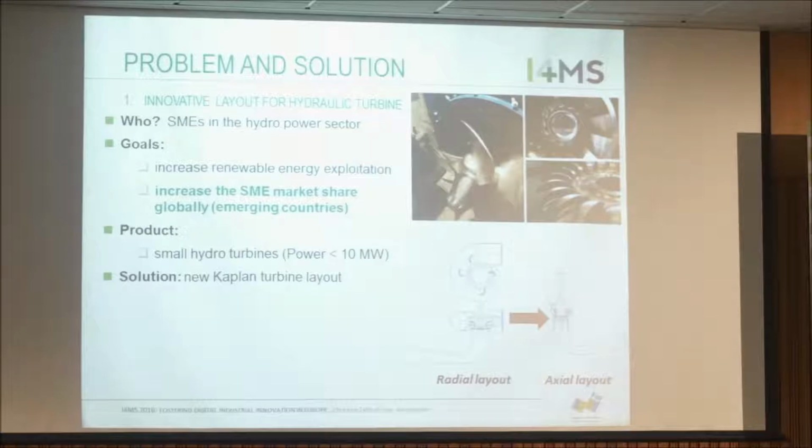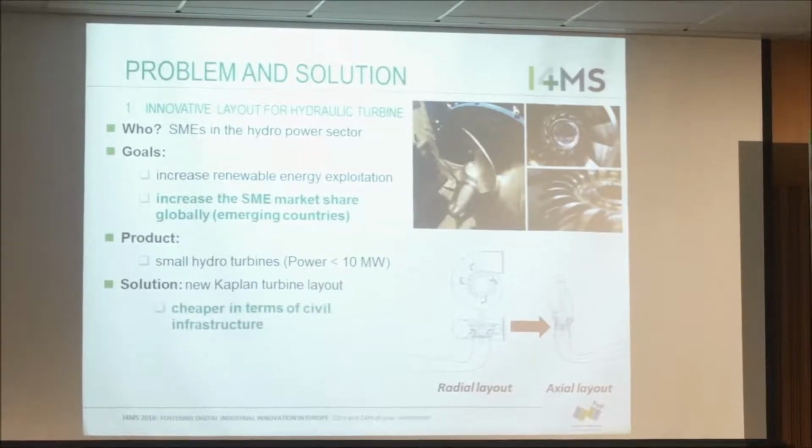The solution proposed is an innovative Kaplan turbine layout with axial vertical water feed, instead of the classical radial layout. This solution is much cheaper in terms of civil infrastructures than the original one, and it increases a lot the turbine versatility. And also, if well designed and optimized, the efficiency is very close to the standard turbine layout.